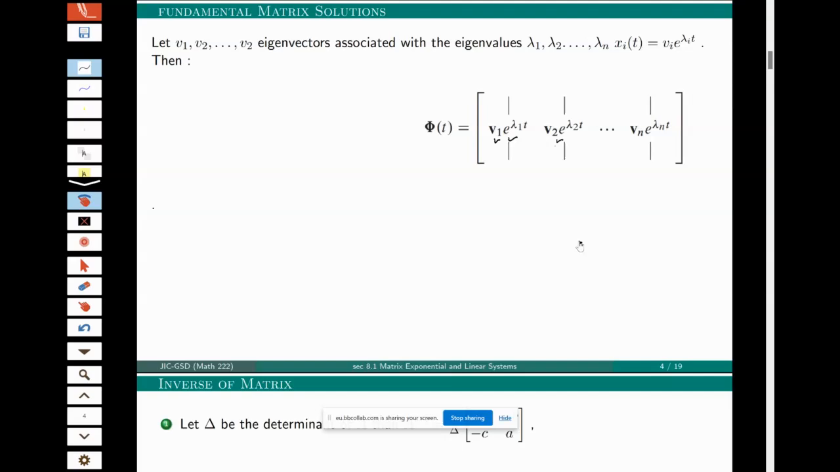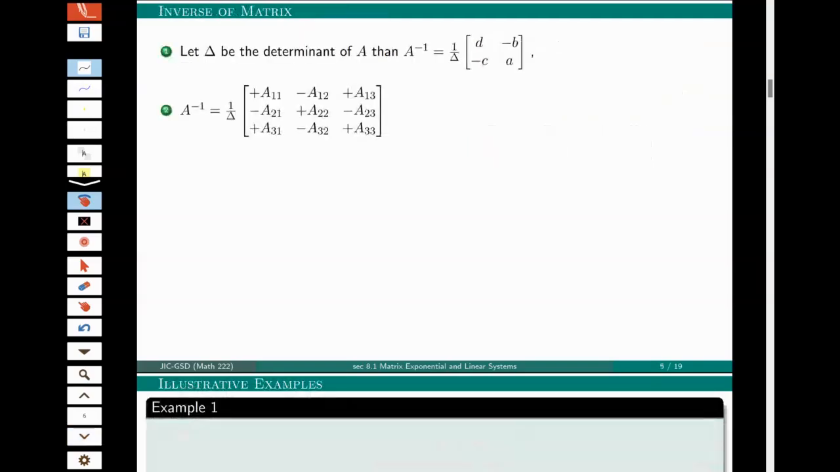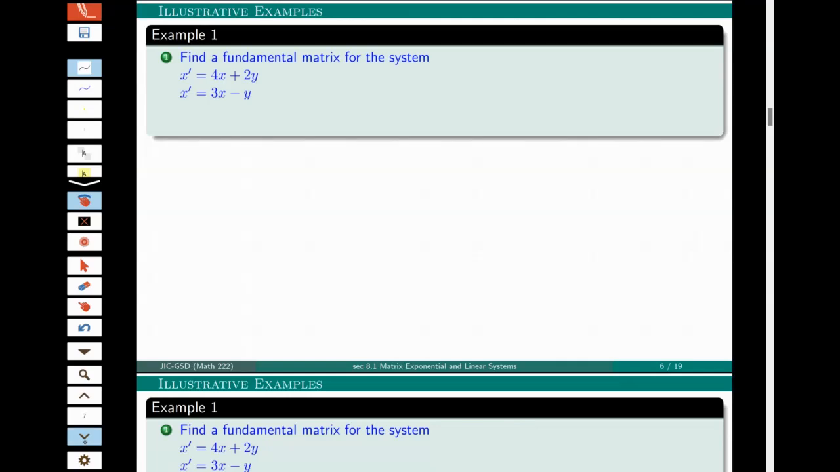Of course, we remind ourselves about finding the inverse of a 2 by 2 matrix: 1 over delta. We switch the main diagonal entries and change the sign of the others, where delta is the determinant of A. This is another way to find an inverse; for a 3 by 3 it is different, although I'll focus only on 2 by 2 here. Now, find the fundamental matrix of this system.